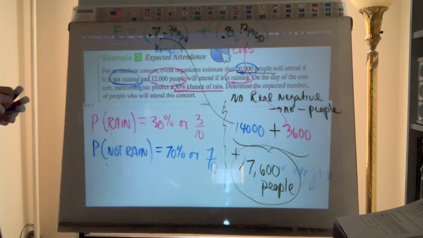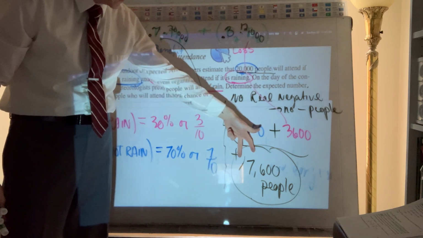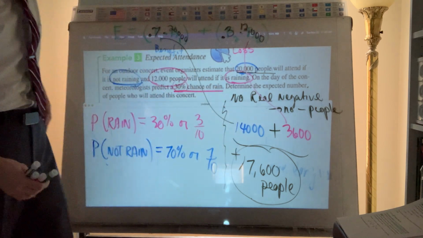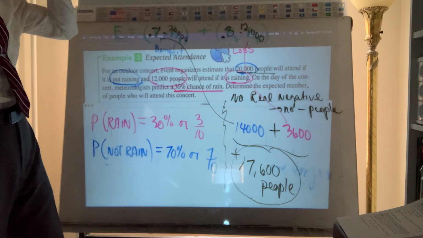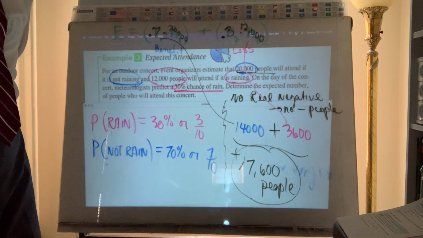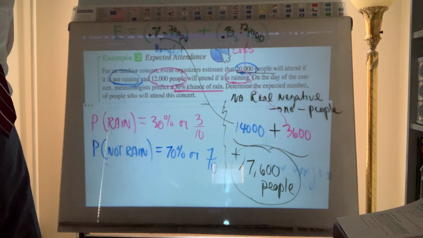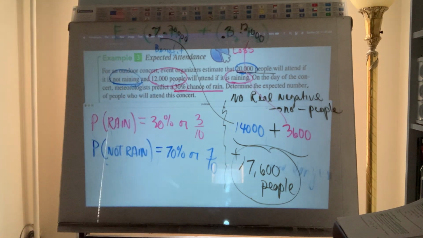It's not going to be the maximum. It'll be something smaller than that, but you still have people in attendance. People are coming no matter what. It's just less than the maximum.